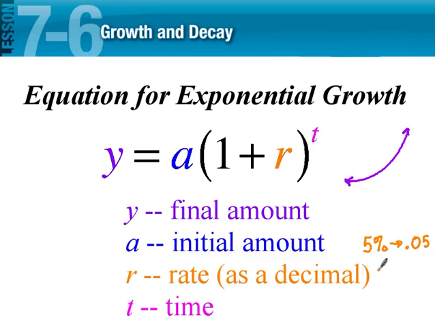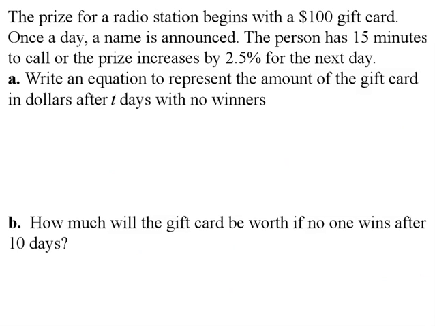If they gave you, let's see how well you do at this one. I'm going to try and trick you. 2.5%. What would that be? 0.025. Very good. Okay? T is your time. Your time might be in days, might be in hours, might be in years.